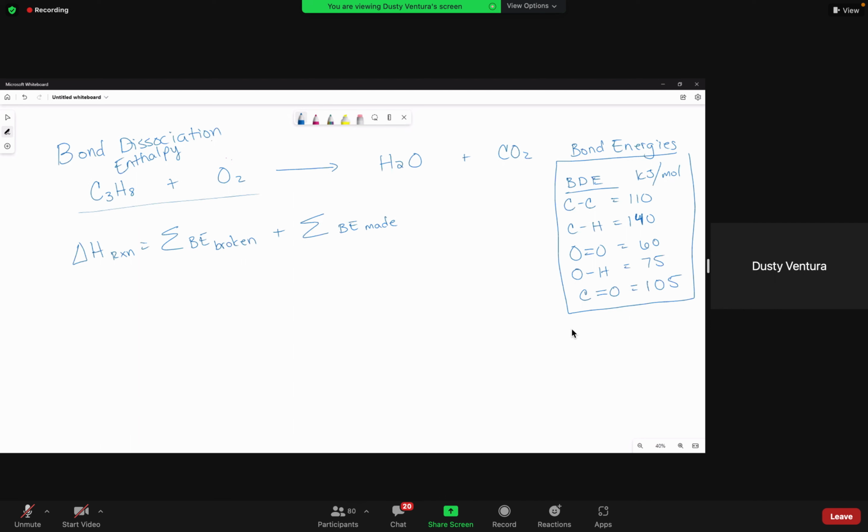$140. I just made these numbers up, by the way. And for the bond energies made, change the sign to negative. All of the bond energies will be positive. For the bond energies of the bonds made, change the sign to negative. Okay, so on the left, these are the bonds broken. And on the right, these are the bonds made.